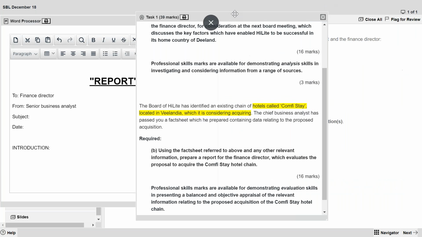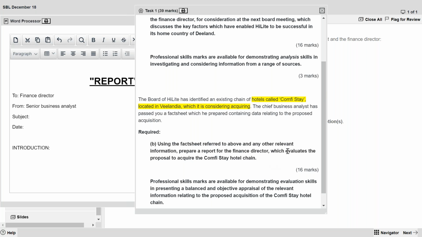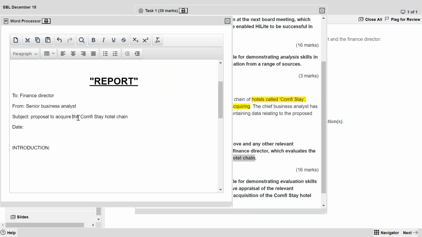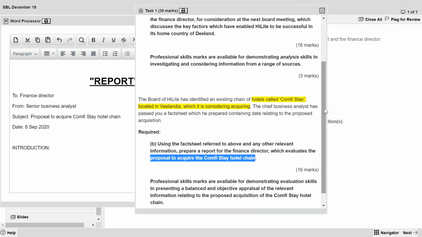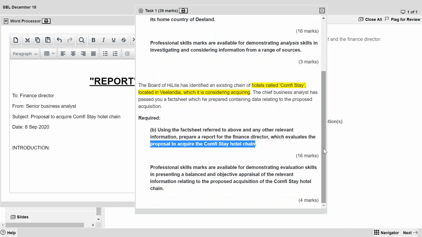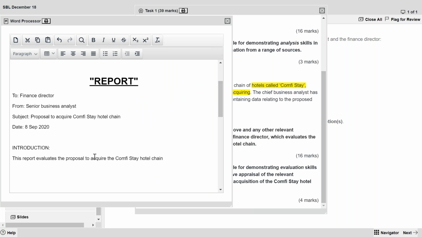Subject I will pick from the requirement. It says evaluates the proposal to acquire Comfy Stay hotel chain. So proposal to acquire Comfy Stay hotel chain. Control C. Go here, Control V. I will delete small p and make it a capital P: Proposal to acquire Comfy Stay hotel chain. Done. Date 8 September 2020. Introduction. I will just copy paste from the requirements, and manual students, you will just manually write from the requirement. I will say this report, and then copy paste. Evaluates the proposal to acquire Comfy Stay hotel chain. Control C, Control V. That's it.